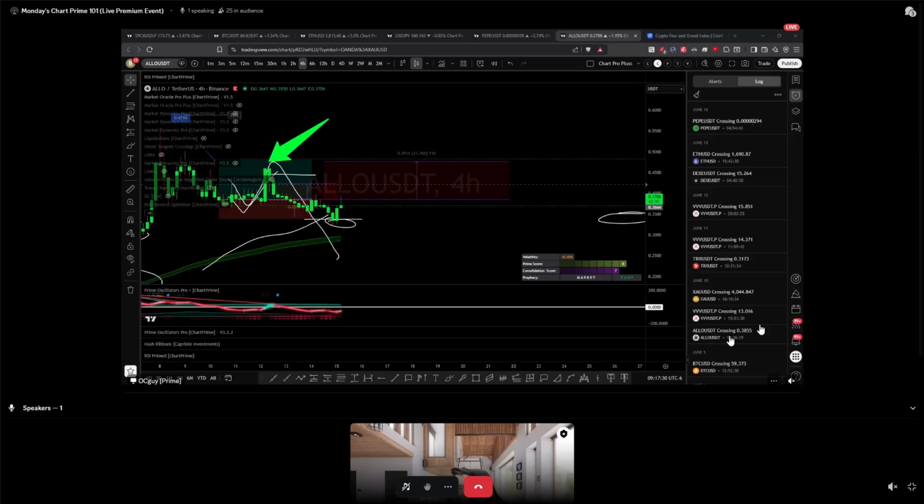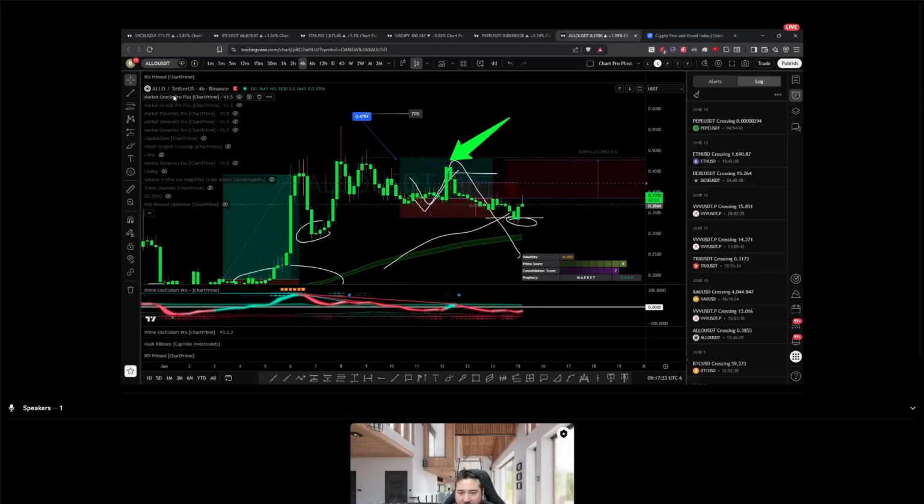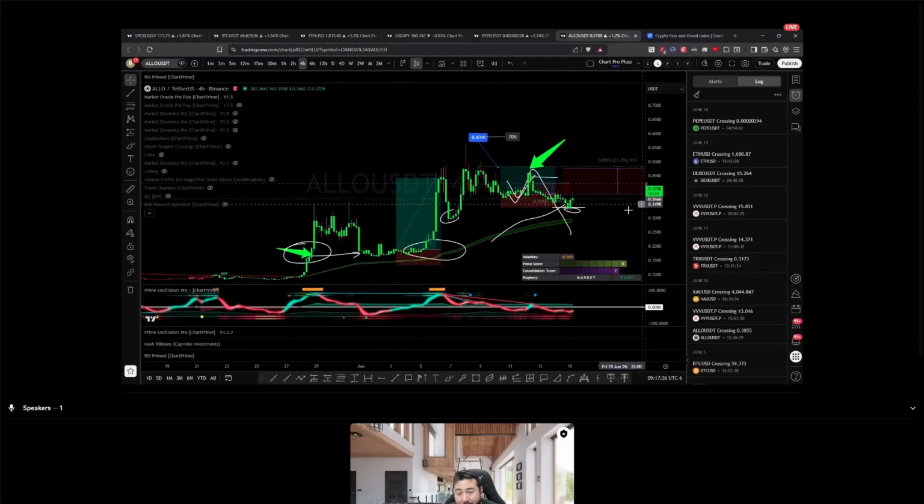All right, and one of those coins that we were tracking was Aloe. Right here, remember, I mentioned that we need to be extremely careful with Aloe, and that is because the third one was the charm. If you guys remember, I traded it here. That was the trade that I took. I was not able to tell you because as soon as I jumped in, it blew up.